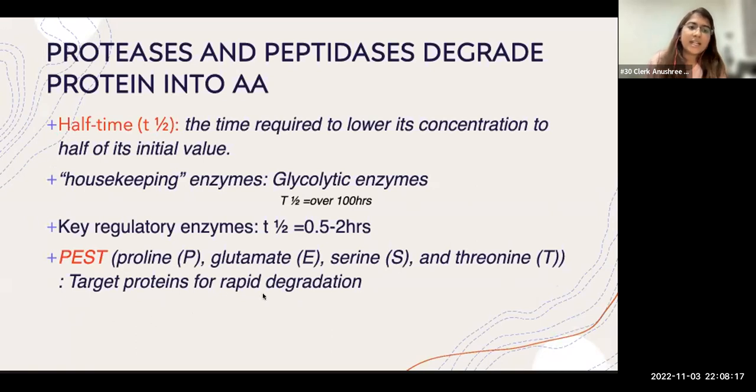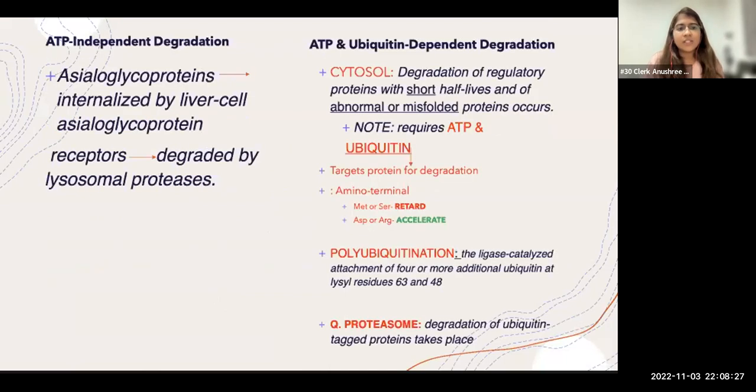So what do they target? Proteins are nothing but made up of amino acids, right? They make up the proteins. So just remember this one. Here, we'll talk about two types. ATP independent degradation, obviously, would not require a lot of energy, right? No energy, in fact. And the most important one, I want you to really take note of this, because it will definitely come out in the exam tomorrow.